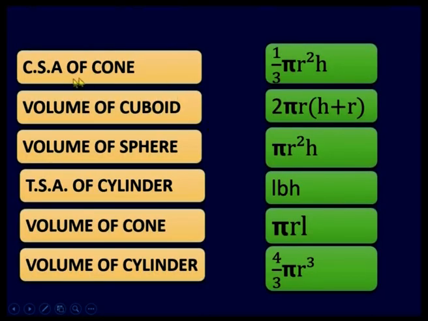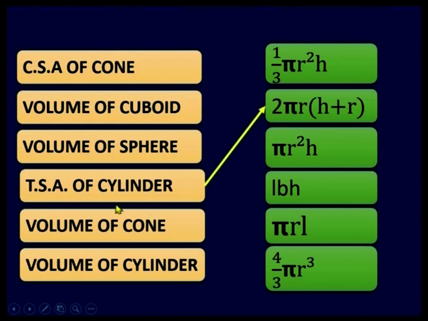The first one, what is the curved surface area of a cone? Children, identify the curved surface area of a cone. Curved surface area of cone is pi r L. Now, the volume of cuboid. Yes, once again you are correct, that is LBH. Now, the volume of sphere. Yes, the volume of sphere is 4 by 3 pi r cube.